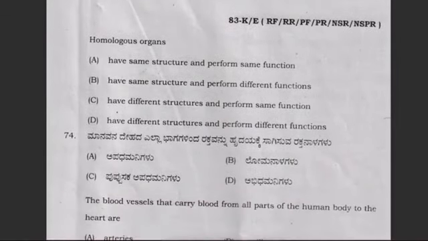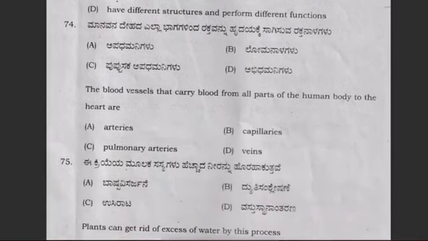Homologous organs have same structure and perform same function. Same structure and same function. Have same structure and perform different functions. B. Have same structure and perform different functions. The blood vessels that carry blood from all parts of the human body to the heart are veins.